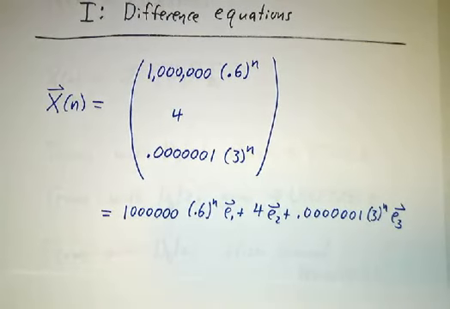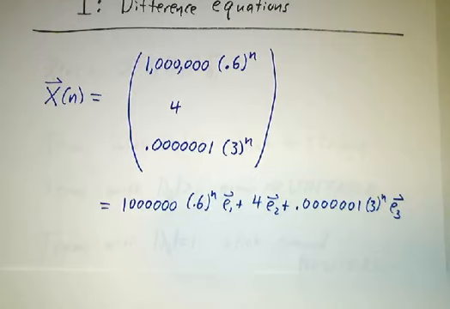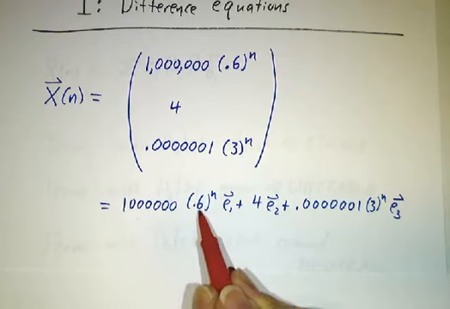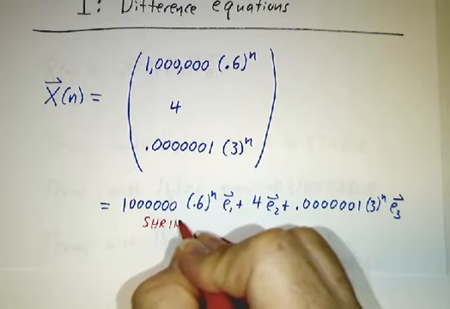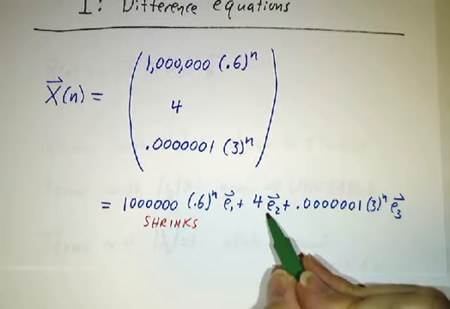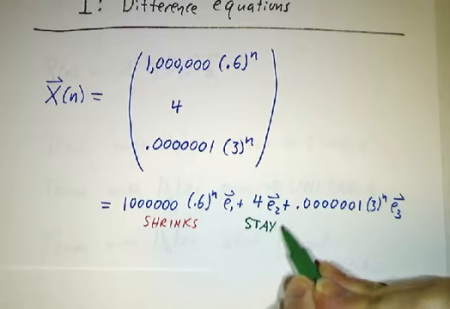Well, you might write it as a sum of three terms, and you look at what each term does in the long run. This term starts off as a million, but every turn it gets cut down to 60% of what it had been the previous term. This 0.6 to the n goes to zero. So this whole term shrinks. Now, this term, 4 times 1 to the n, just stays there. It doesn't shrink, it doesn't grow.